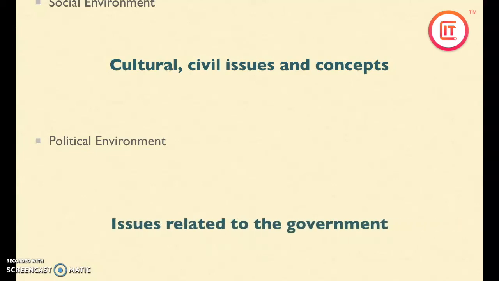The 6th element is the political environment. Basically, the political environment is anything that relates to the government. Governmental decisions, taxes, or any policy strategies that the government might adopt will be considered in this category.